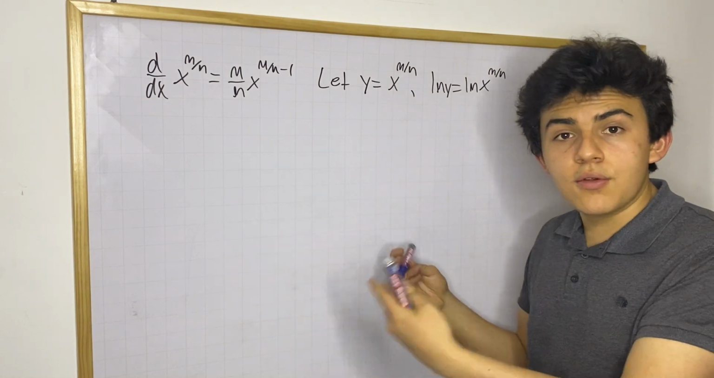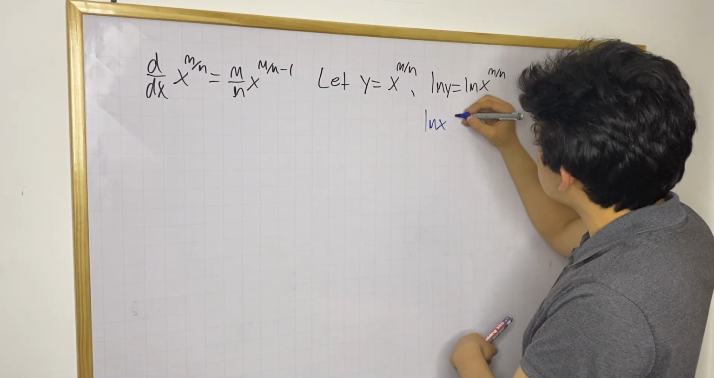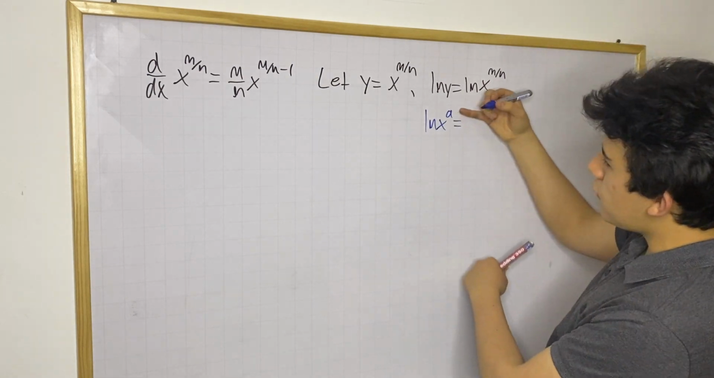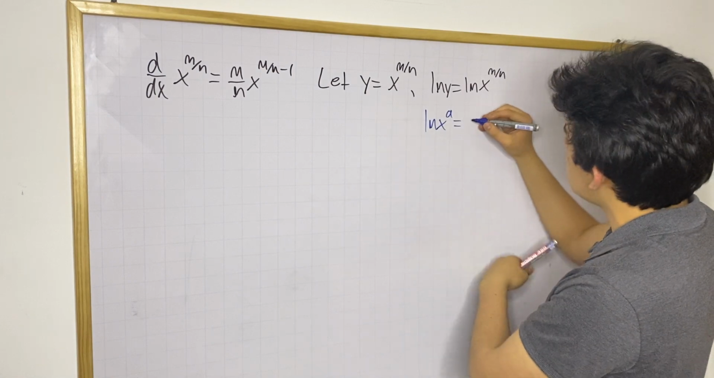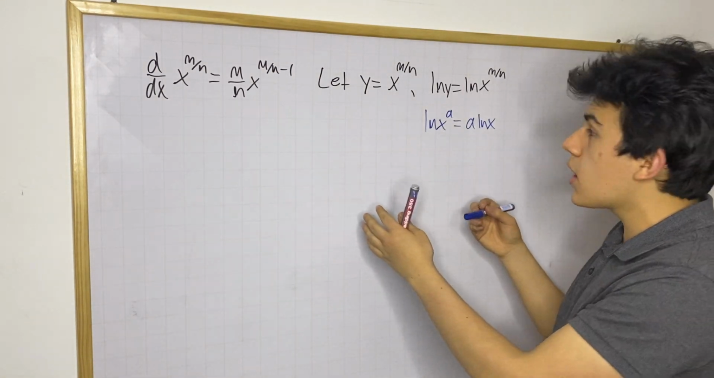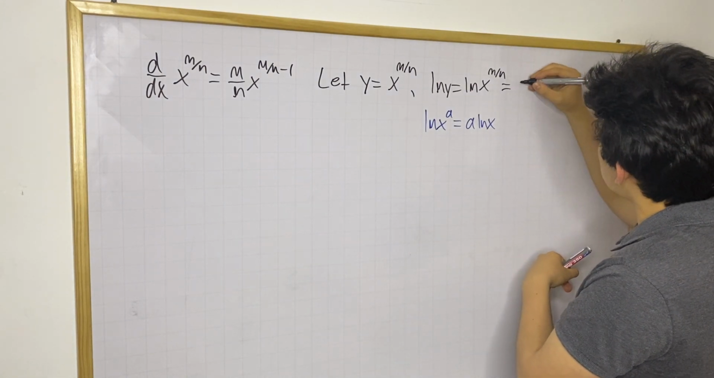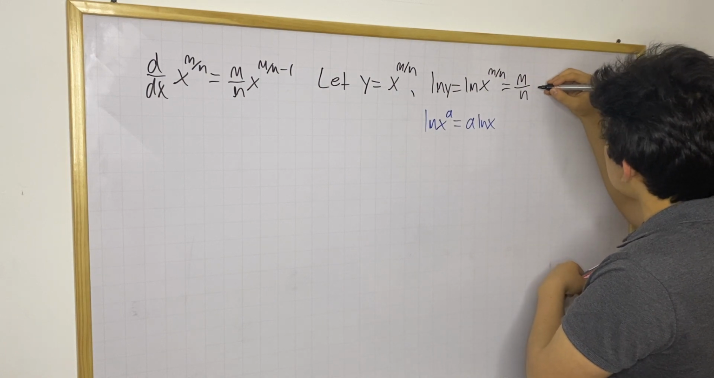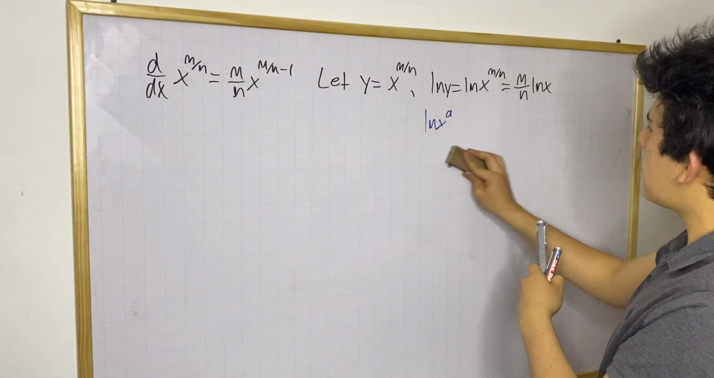And remember that there is a property that tells us that if you have ln of x to the a, you can basically move a to the front and do a times ln x. Okay, so this equation is true. This is a property of logarithms, and we can use it to move m over n to the front. So we have m over n times natural log of x, okay? That equation is true.